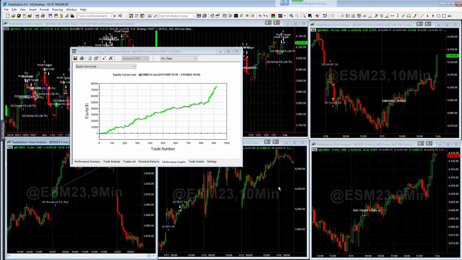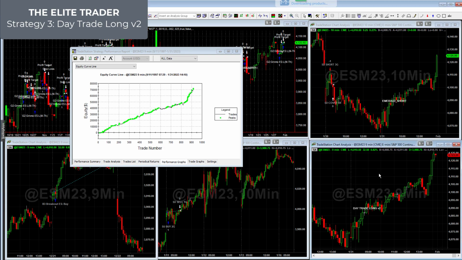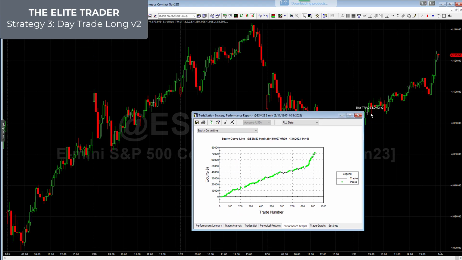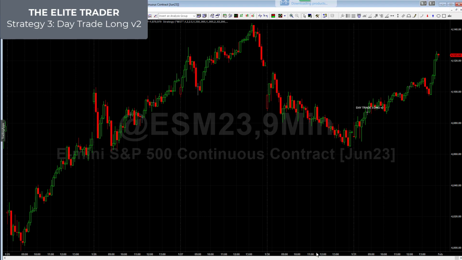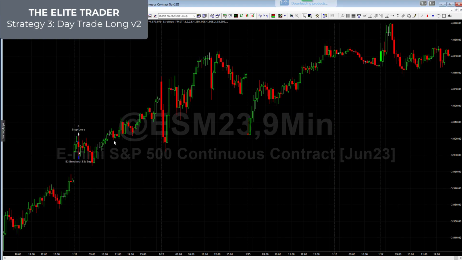And what I'd like to do now is show you the third one, which is called the day trade long V2. And then we'll look at the Emerald short and then the Geronimo swing trade algo. But let's look at the day trade long V2. So that's this one right here. Now, what this one does is it's actually real similar to the first one that I showed you. This is just the V2 version.